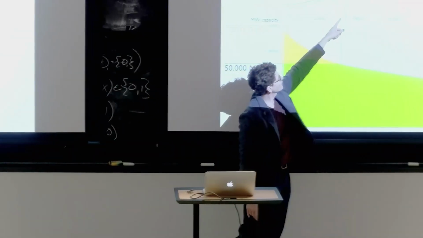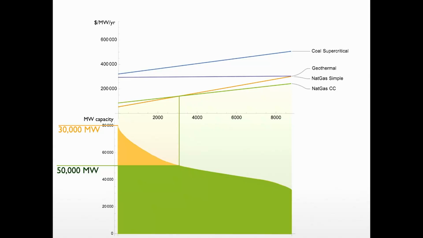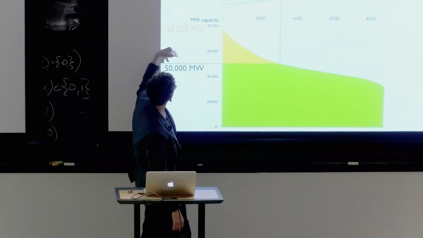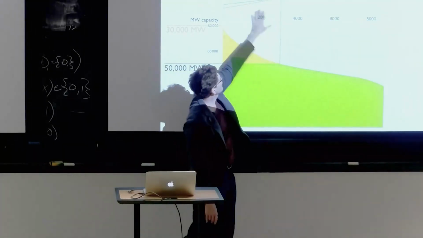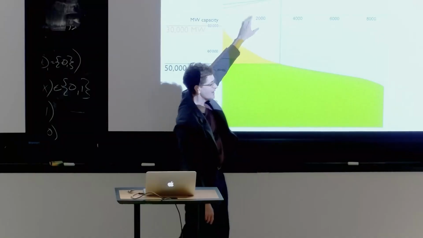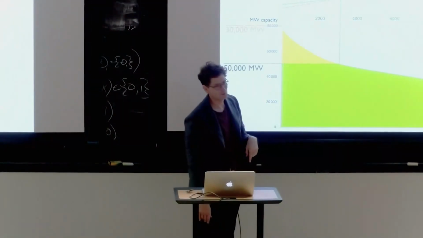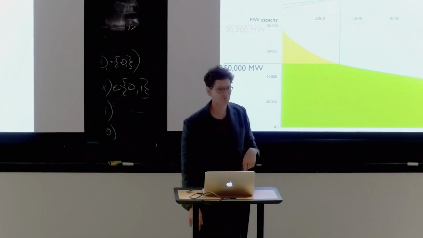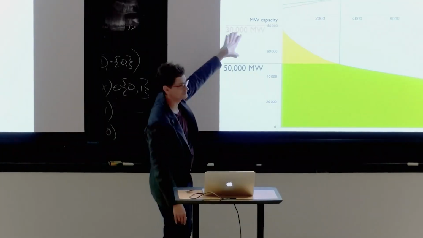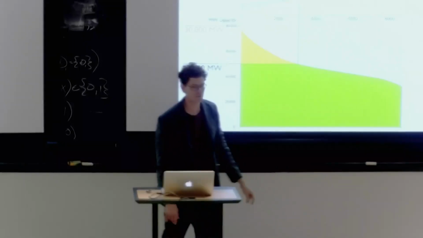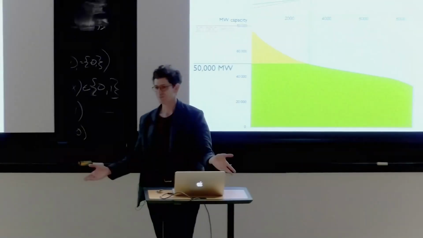If I'm using a plant for less than whatever this is, 3,000-ish hours... Oh, yeah, I guess I didn't write it down. Then I want the yellow technology. And how much capacity do I need? I need this much capacity to do it. Does that make sense? Which is 30,000 megawatts. So I'll build 30,000 megawatts of yellow. And then for the rest, I'm going to have green, and I'll build 50,000 megawatts of green. Does that make sense?